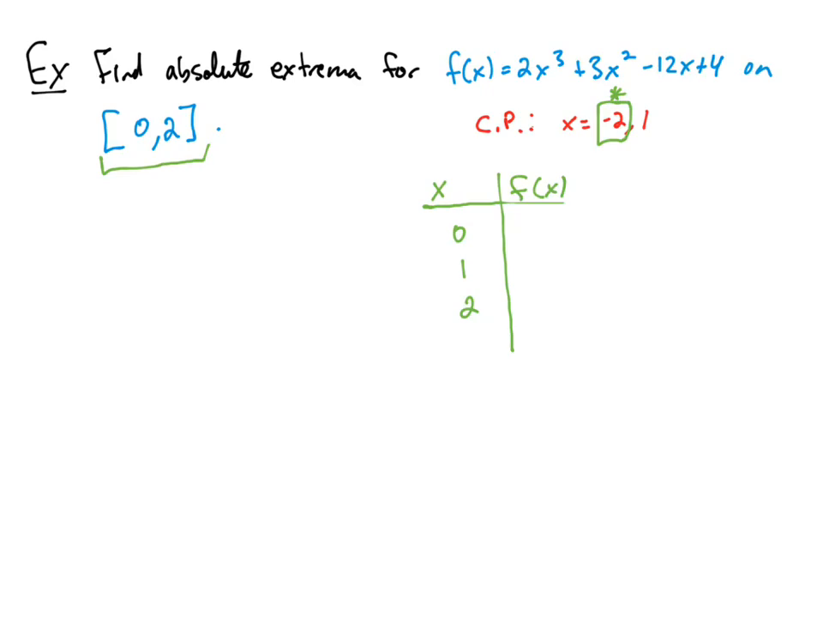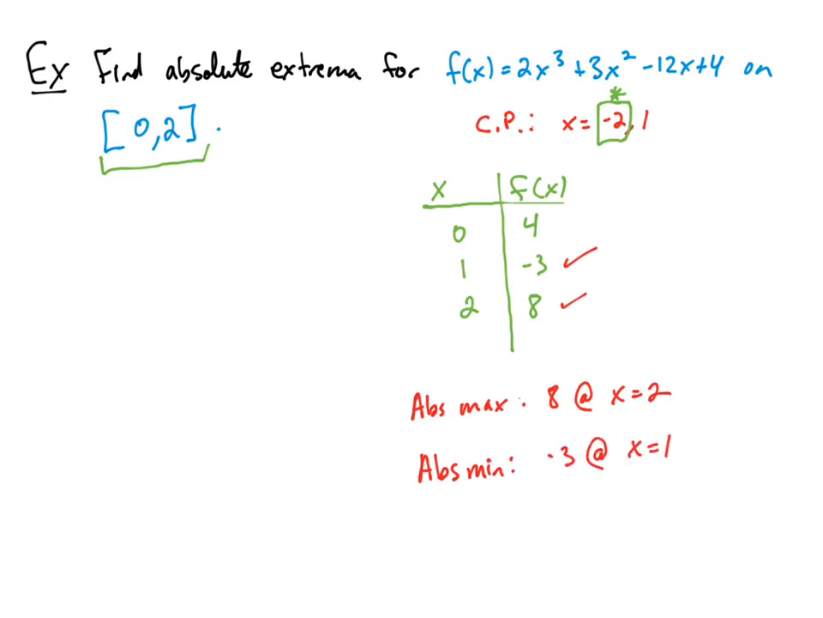So when we input 0 into the function, we're going to get positive 4. When we input 1 into the function, we're going to get negative 3. When we input 2 into the function, we're going to get positive 8. So the max value here is going to be 8, and the minimum value here is going to be negative 3. So we'd say the absolute max is 8, and that occurs when x is equal to 2. And the absolute min value here is negative 3, and that occurs when x is equal to 1.